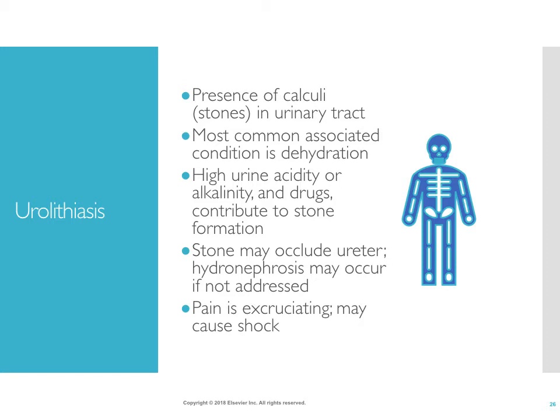Urolithiasis, or kidney stones, are the presence of calculi or stones in the urinary tract. It's most commonly associated with dehydration and a high urine acidity or alkalinity and drugs that contribute to stone formation. Some of the drugs that are associated with stone formation include things like furosemide, Lasix, which is a diuretic, and you wouldn't necessarily put those two together, but it can cause kidney stones to form.